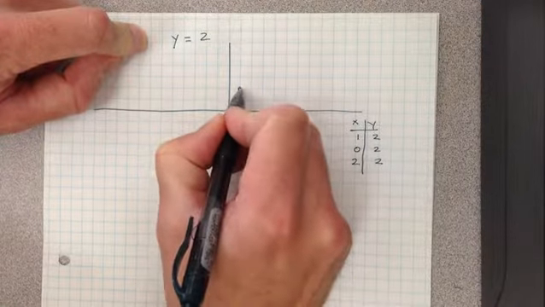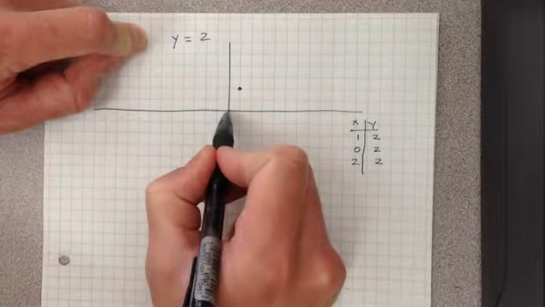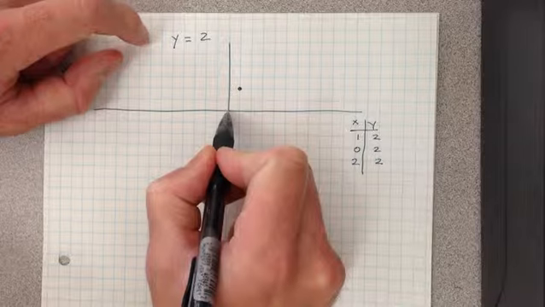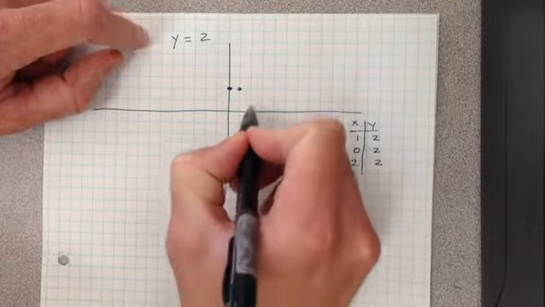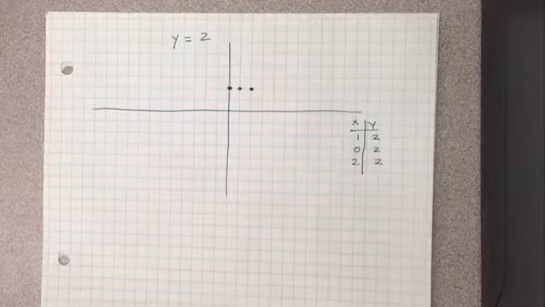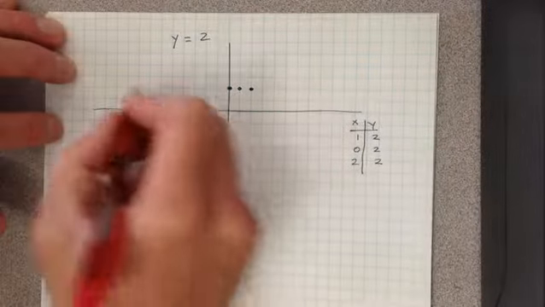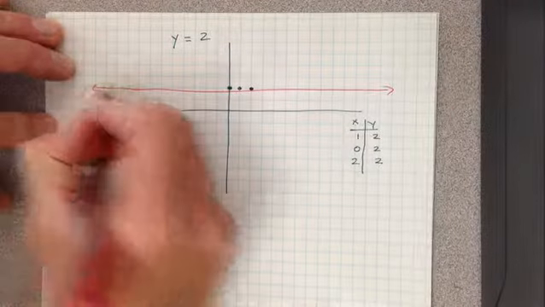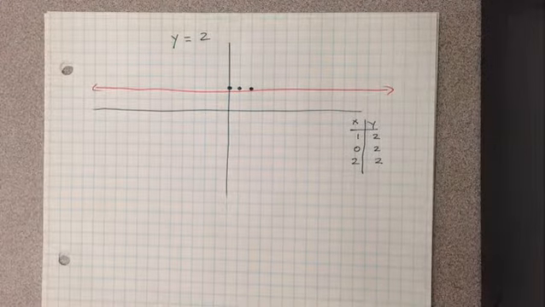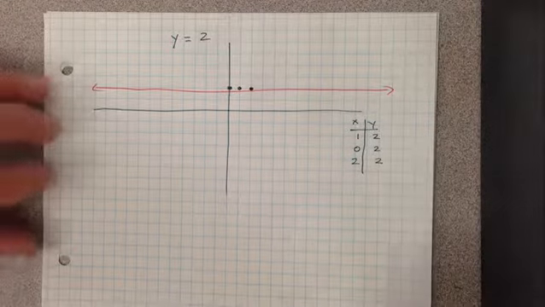1, 2, 0, 2, 2, 2. You can see those values there. That would give us our line. Should have been straighter and should have been through those points. My apologies. Domain.